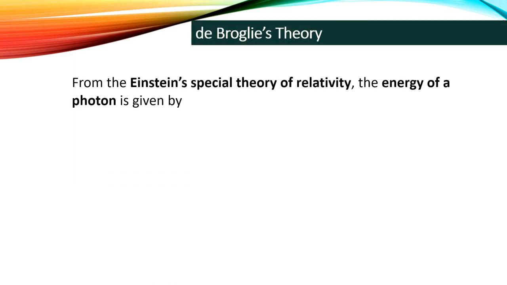From Einstein's special theory of relativity, the energy of a photon is given by E equal to mc squared. We know that momentum is mass times velocity, so here we have p equal to mass times the speed of light, which is c. Then we write the terms as mc times c, and we take the p, substitute it in this equation, and we get E equal to pc.